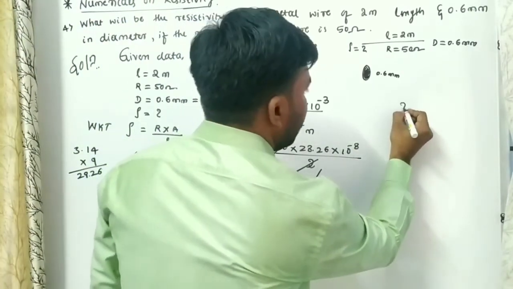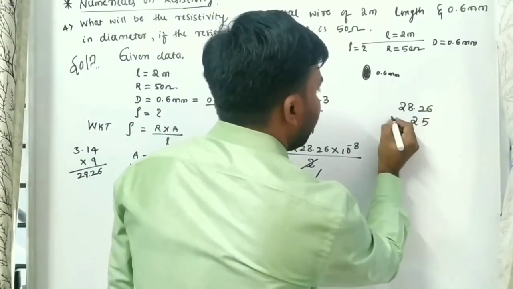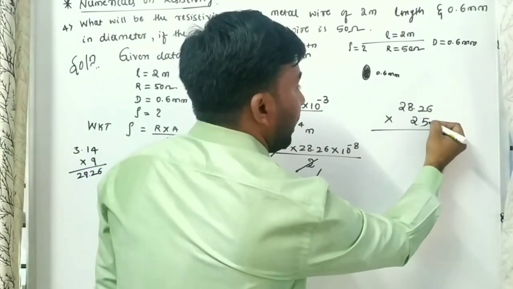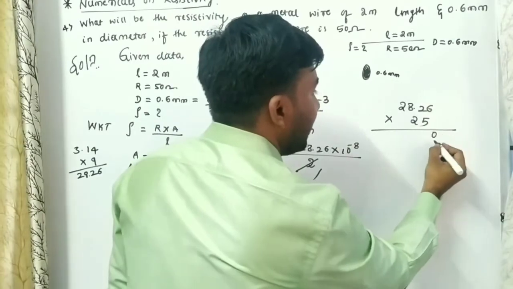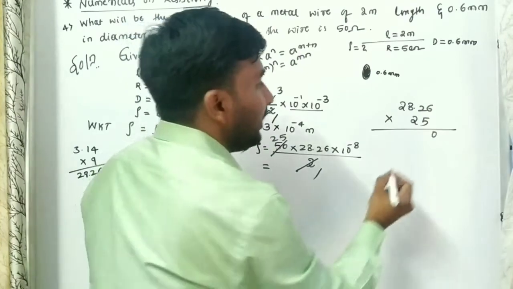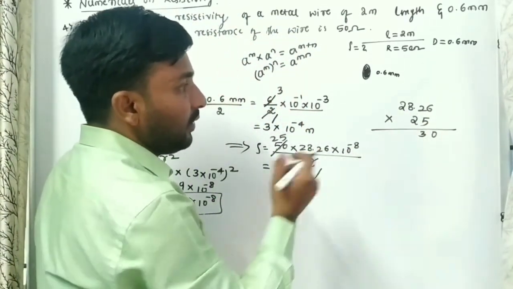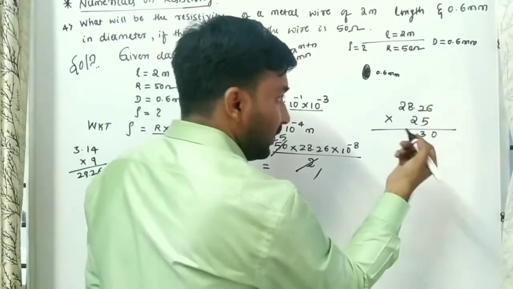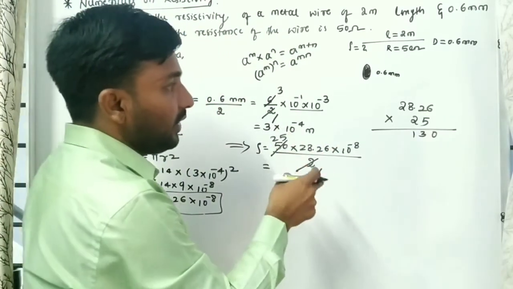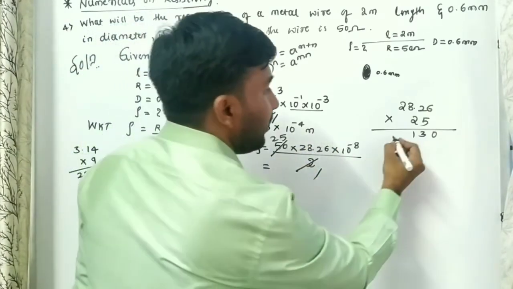So here 28.26 into 25. Just multiply this one. 5 6s are 30, carry 3, 5 2s are 10 plus 3, it is 13, carry 1, 5 8s are 40, carry 1, that is plus 1, 41, carry 4, 5 2s are 10, carry 4 will be there, that is 14.